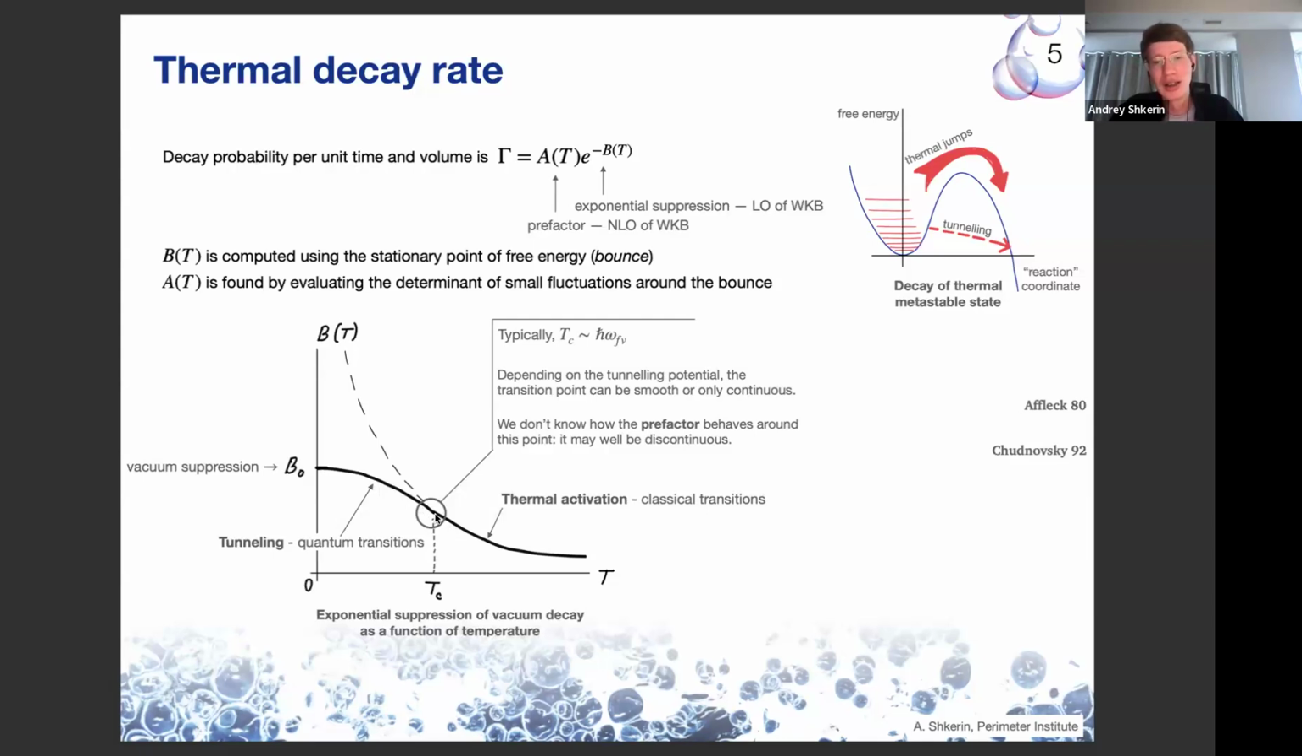It is even less certain what one can say about the prefactor around this point, because the prefactor may well be discontinuous, because on the two sides of this point, we essentially have different saddle points. One is a saddle point corresponding to the bounce describing tunneling, and another is a saddle point describing the critical bubble. So even in this typical picture of vacuum decay, there is still a lot to be studied. But from now on, I will focus on this part of the plot describing thermal activation. So I will focus on classical transitions only.